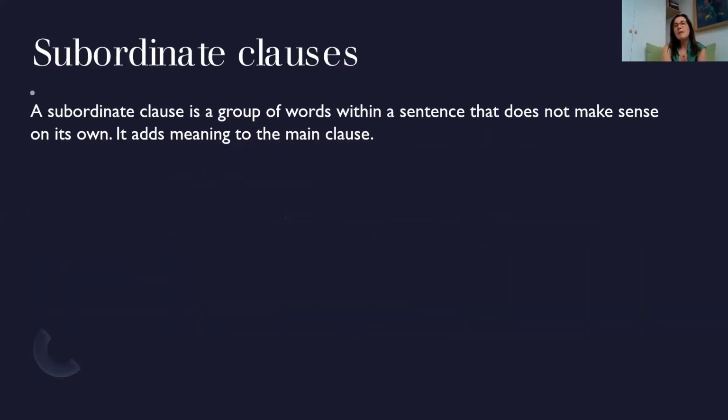Let's look at the next type of clause. So we've looked at main clauses. Let's look now at subordinate clauses. A subordinate clause is a group of words within a sentence that does not make sense on its own, and it adds meaning to the main clause. Okay, let's have a look at an example.